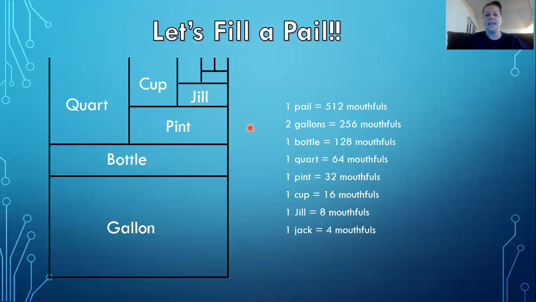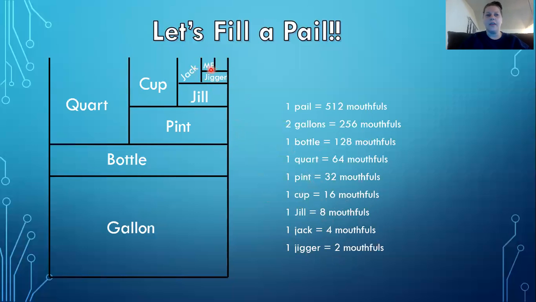Now 1 jack is 4 mouthfuls, which is half of a jill, and so that will take up our other half. And 1 jigger is 2 mouthfuls, which is half of a jack, and it will fill up half of our other half, half of our other jack.